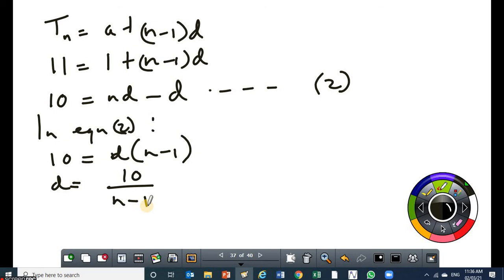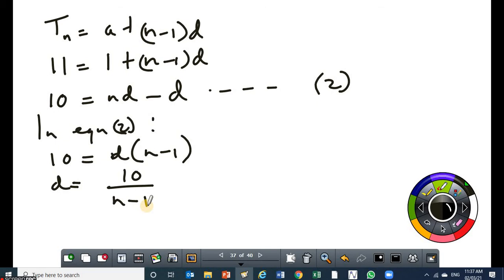Yes? What did you do? Why didn't you just move it? Are you saying moving the nd to the left? No, the d. This minus d to the left. But I hope you are aware that these two terms both have got a d.